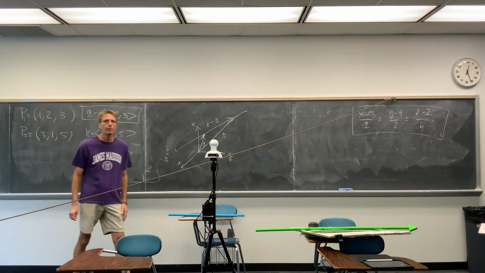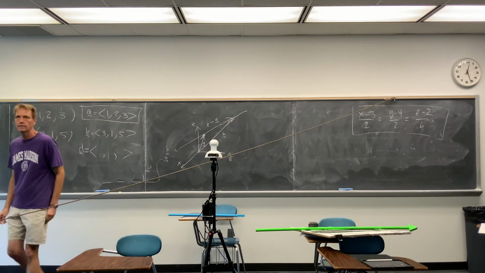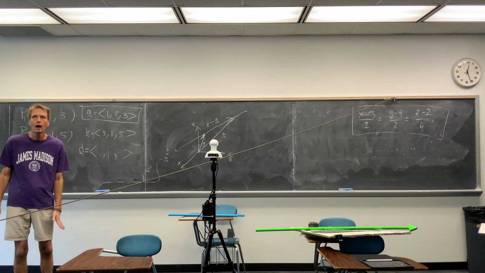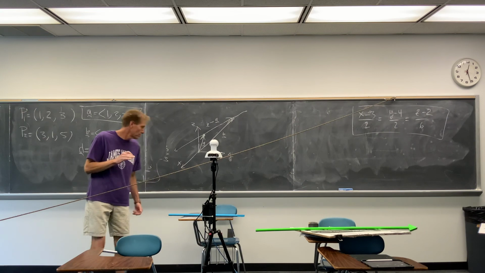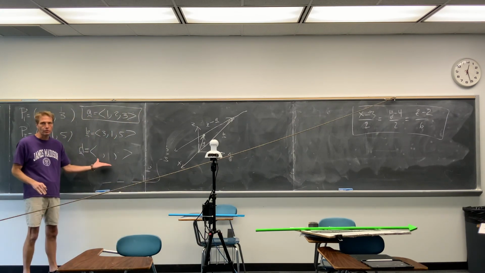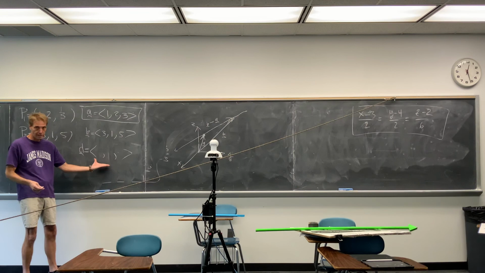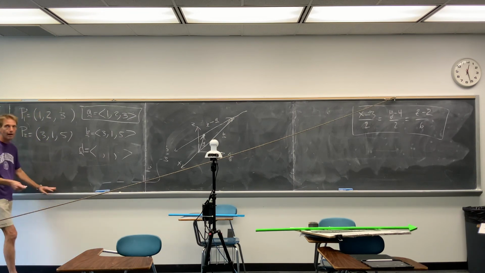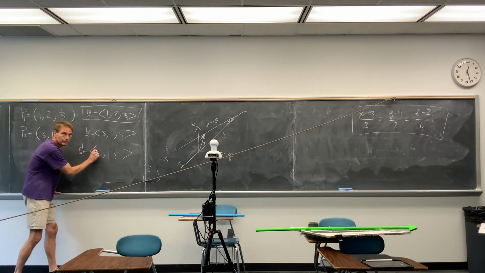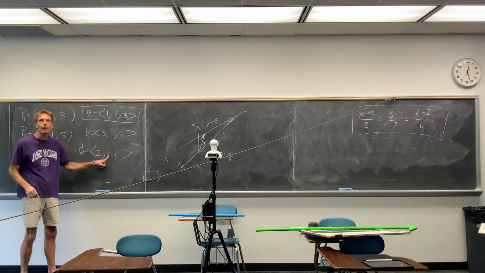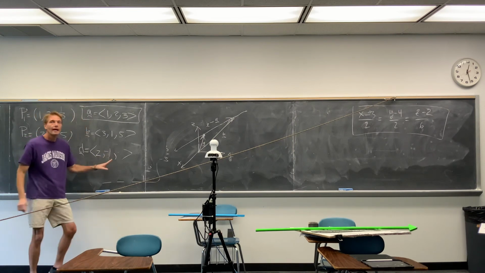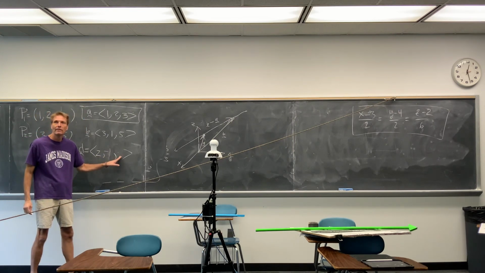A vector's an ordered triple of three real numbers. What are the three real numbers you have in your vector, for your direction vector? What's the first real number? 2. Anybody else get 2? Raise your hand. Okay, how about your next component in your direction vector? -1. How about the next one? 2.